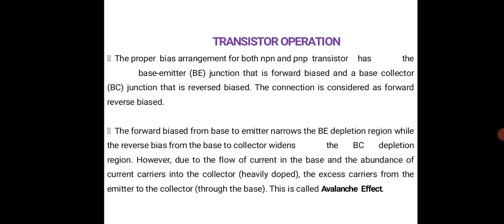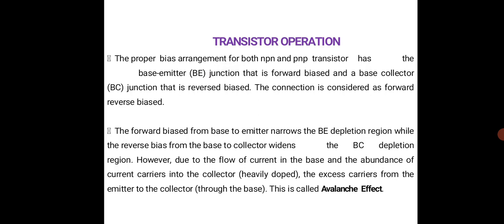So how does it operate? For the proper operation of a transistor, we need a bias arrangement, both for the PNP transistor and for the NPN transistor. The proper bias arrangement for both these transistors has the base-emitter junction forward biased and the base-collector junction reverse biased. This connection is considered a forward-reverse bias. The forward bias from the base to emitter narrows the base-emitter depletion region, while the reverse bias from the base to collector widens the base-collector depletion region.